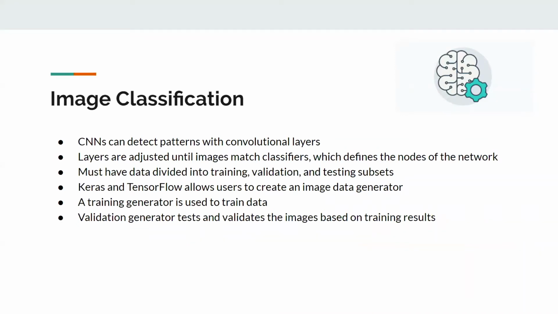We attempt to train our convolutional neural network to perform tasks such as image classification. CNNs are able to detect patterns in the pixels of an image through the use of convolutional layers. These layers are then adjusted so that the input images match their classifiers, which builds and defines the nodes of the neural network. The neural network must have a data set of labeled images for training and also another set of data for testing and validation. Training images using Keras and TensorFlow will allow users to create an image data generator that automatically creates labels for images based on the name of the parent directory. A training generator is created to train the model, and a validation generator tests and validates the images based on the deep learning results from training the model.